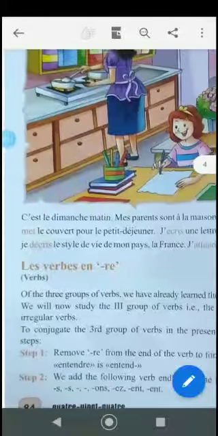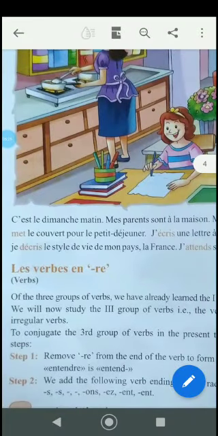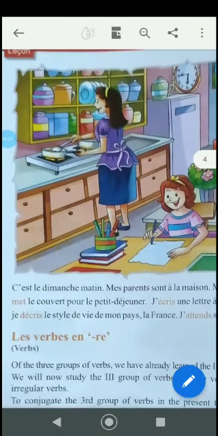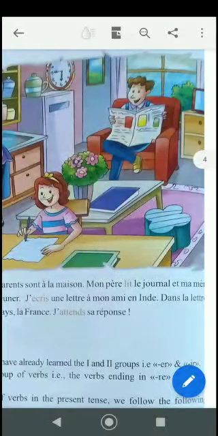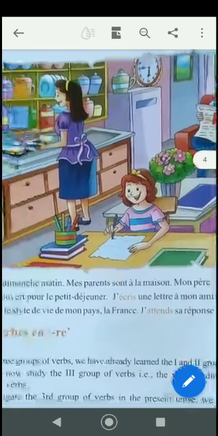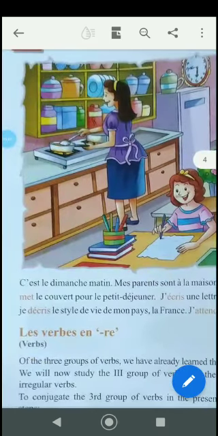Now moving on to the paragraph. C'est le dimanche matin. It's Sunday morning. Mes parents sont à la maison. My parents are in the house. Mon père lit le journal. My father reads the journal. Journal here does not mean a journal, it means a newspaper. Et ma mère met le couvert pour le petit déjeuner.